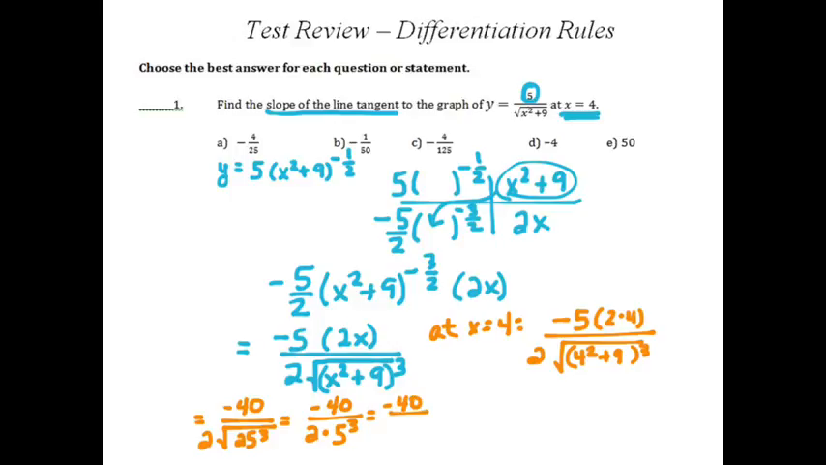So we have negative 40 over 2 times 125. And that is negative 40 over 250, which finally reduces to negative 4 over 25. And so we get answer A.